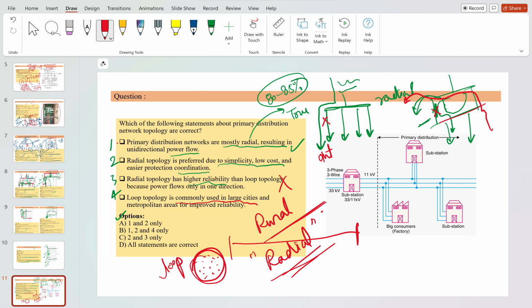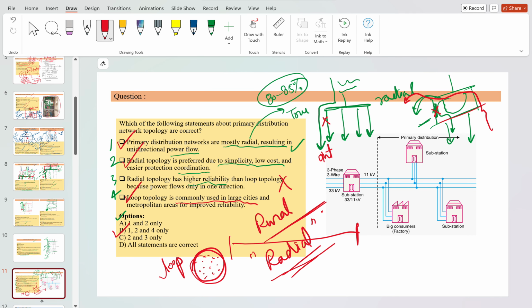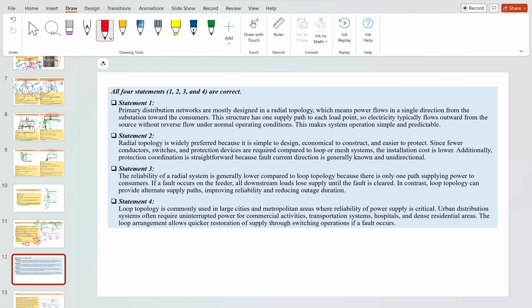Okay, so option first, option second, and option 4 are correct. So option B is actually correct. So 1, 2, and 4 are correct. Here also I have explained what the statements are. Suppose the statement was: primary distribution networks are mostly designed in the radial topology, which means that power flows in a single direction from the substation toward the consumer. That is what I have told.